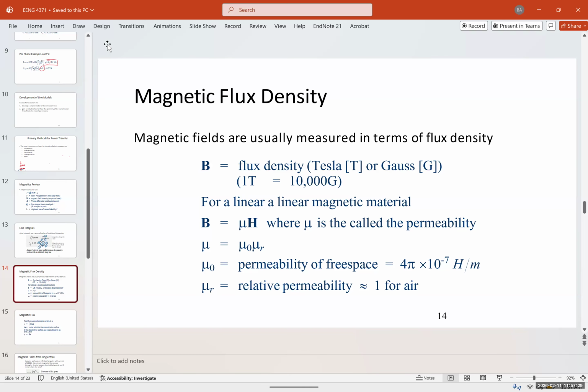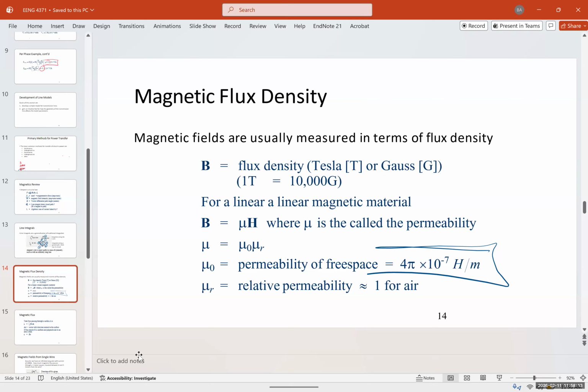For a linear magnetic material, B is going to be mu H, where mu is called the permeability. The permeability for air, for example, is 4 pi times 10 to the power of negative 7. And mu is equal to mu 0 mu r. Permeability of free space is 4 pi times 10 to the power of negative 7. Relative permeability is almost equal to 1 for air, as mentioned. So for air, it's going to be 4 pi times 10 to the power of negative 7 times 1, which is 4 pi times 10 to the power of negative 7. But if you have a metal, it's going to actually be a little bit higher.